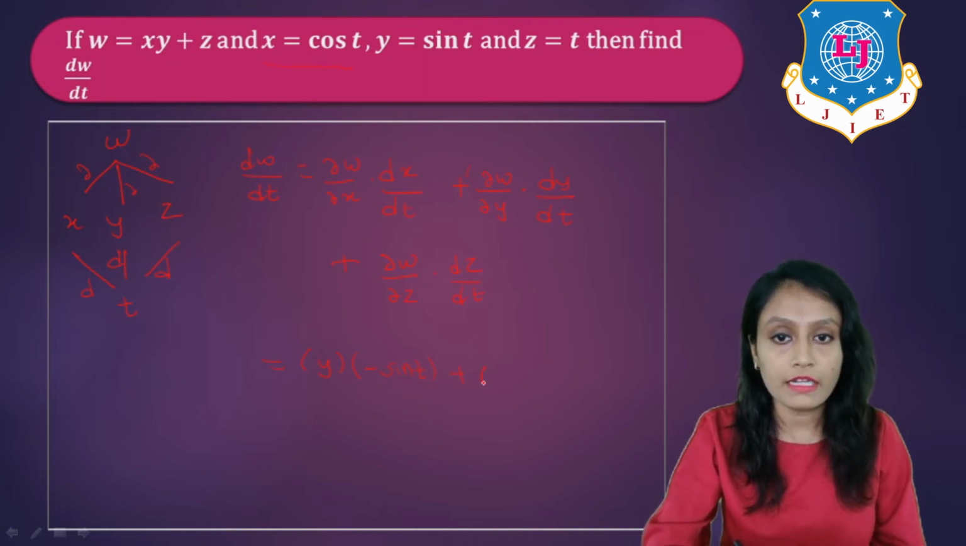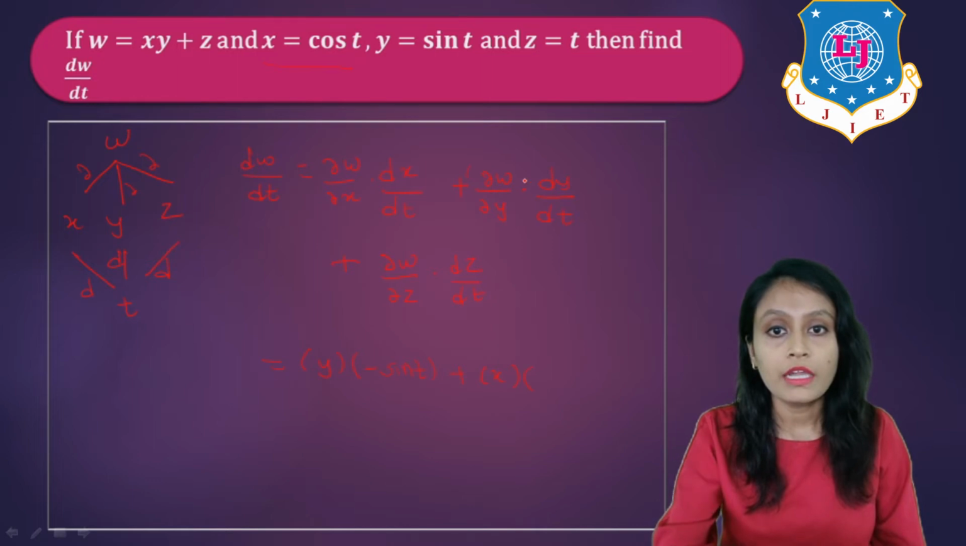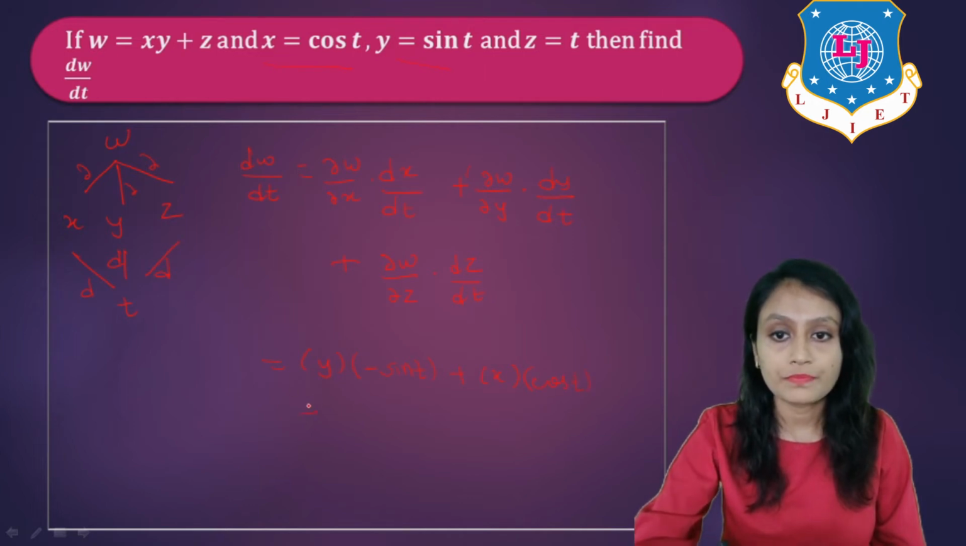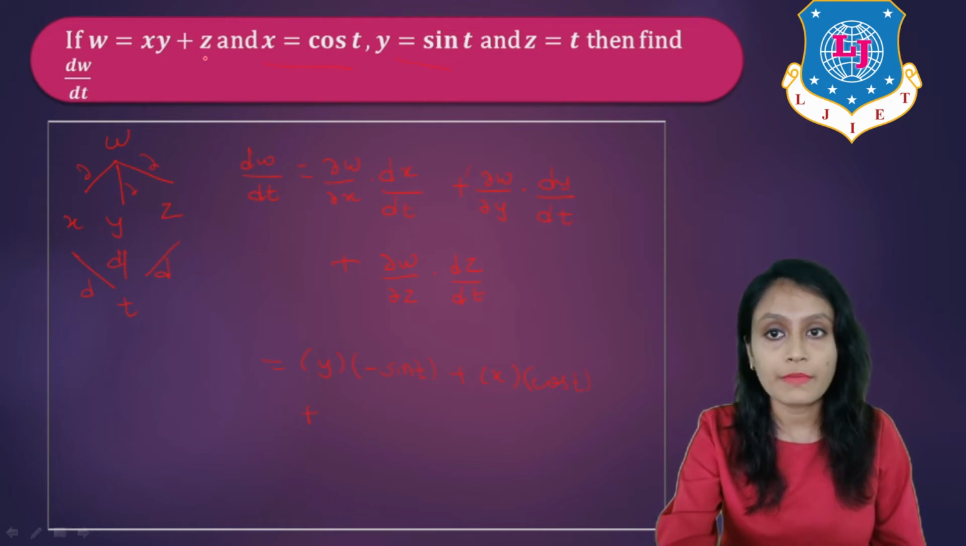So here we will write x into dy by dt, meaning the derivative of y with respect to t, so it will come cos t. Plus del w by del z, meaning the derivative of w with respect to z, with x and y constant. So the derivative of the first terms is 0 and the derivative of z is 1. So here we will write down 1 into dz by dt. The derivative of z with respect to t, the answer is 1.